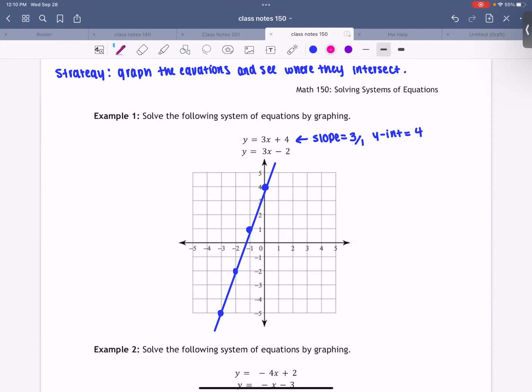Let's graph the second one. This one has a slope of 3, right? And a y-intercept of -2. Okay. So same deal, right? I'm going to plot my y-intercept, go up 3 over 1, go up 3 over 1, go down 3 over 1. Okay, and I can connect these with a line.